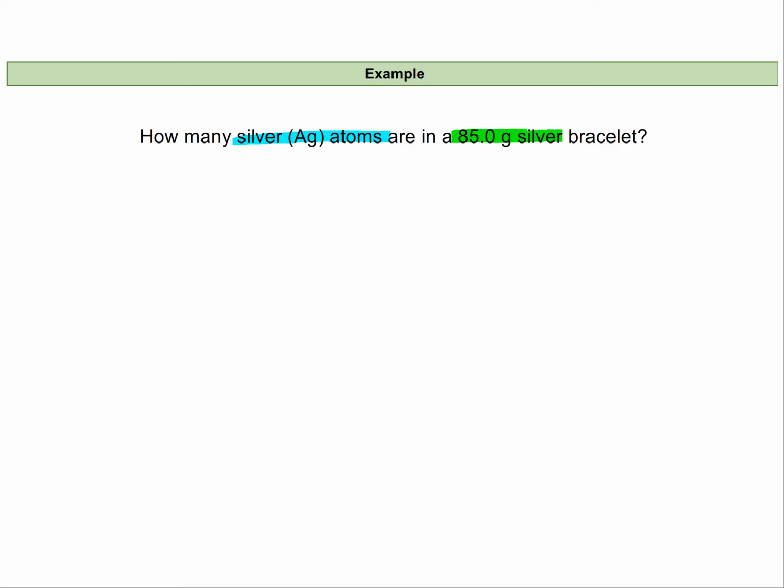So my starting point for this is 85.0 grams of silver. So silver is Ag. And I want to end up with some sort of value that has units of atoms of silver. And I need to convert my way there, and I'm not sure how many it's going to take. So I'm going to start by trying to pull out information that I know I can use, because this problem looks simple, but there's a lot of hidden information that's not actually written out.